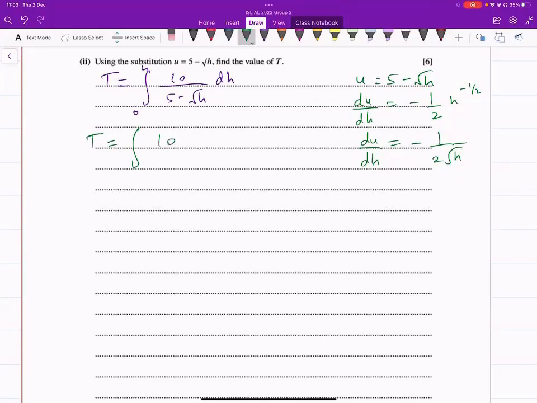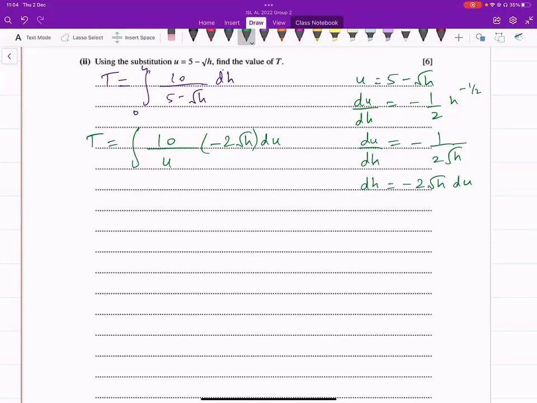In the numerator we've got 10, in the denominator we get u. dh की जगह आप क्या करेंगे? We make dh the subject here. अगर dh को सब्जेक्ट बनाते हैं, what do we get? We get 1 over, we get minus 2 square root of h du. Right? अगर dh को सब्जेक्ट बनाते हैं, that's what we get. यहाँ पे इनपुट करते हैं, we get minus 2 square root of h du. एक मिनट रुक कंप्लीट करने.